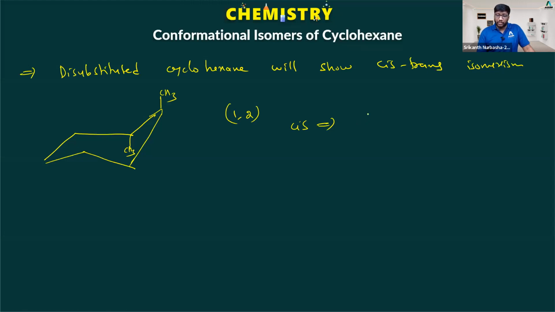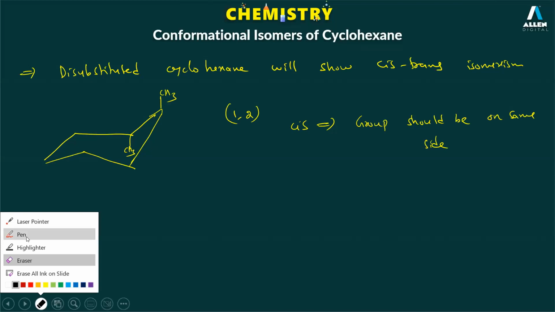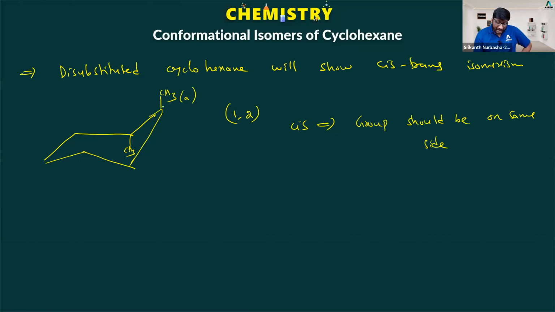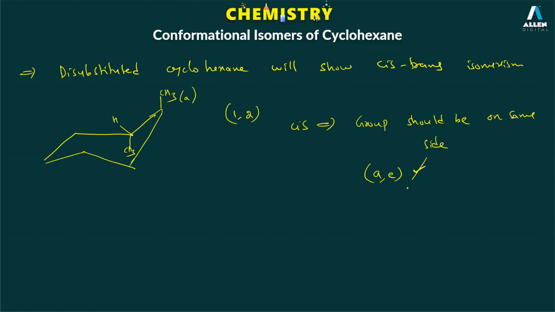cis means what, students? Cis means groups should be present on the same side. Groups should be on the same side means the methyl CH3 has to be axial. One methyl is going to be axial and the other methyl is going to be equatorial. Yes or no? Because if this is axial it is up here, the other hydrogen is up here. So this is nothing but cis or trans. Groups on the same side means axial equatorial. This will be true. Axial equatorial or equatorial axial.